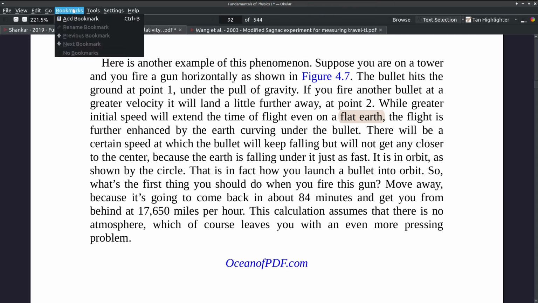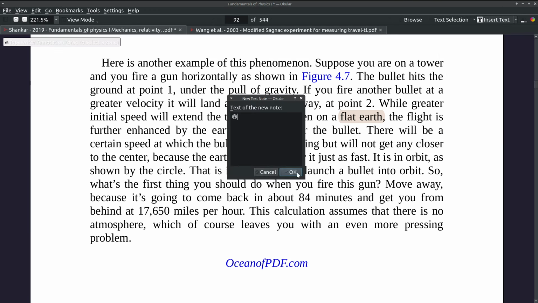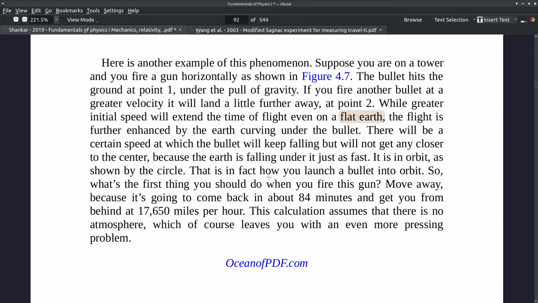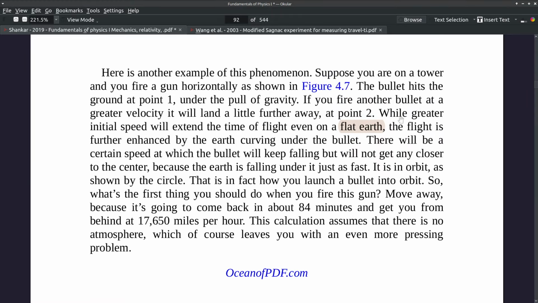So what's the first thing you should do when you fire a gun? Move away, because it's going to come back in about 48 minutes and get you from behind at 17,650 miles per hour. Just thinking of looking through a telescope and seeing a photon that goes around the Earth. You see it. Anyway, this calculation assumes that there is no atmosphere, which of course leaves you with the even more pressing problem.